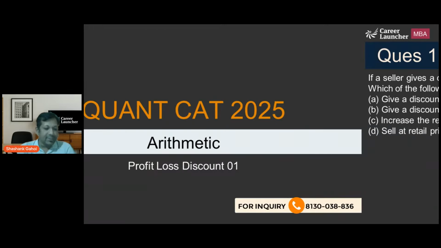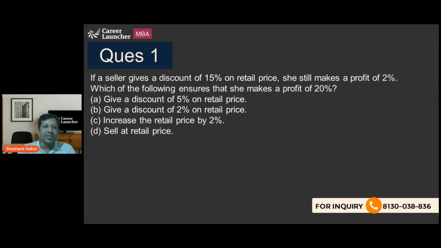So let's see, what does this question say? In profit, loss, discount, there are three terms: one is profit, second is loss, third one is discount, right? This question uses the word retail price. Retail price is the same as mark price, okay? The question says that a retailer gives a discount of 15% on retail price, retail price is mark price, right? And still makes a profit of 2%. And which of the following ensures that she makes a profit of 20%?